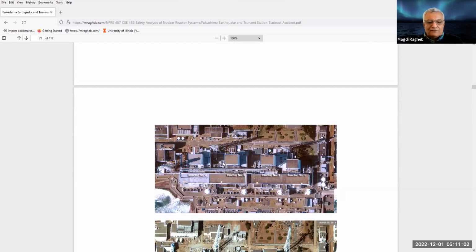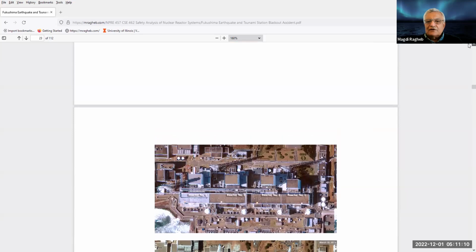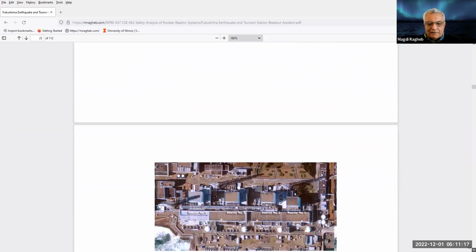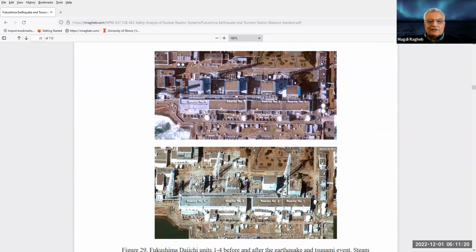This is the plant before the accident. This is unit number 1, unit number 2, 3, and 4. Remember that 5 and 6 were not in operation. Here they are, safe and not affected whatsoever by the accident. This is the way it looks after the accident. Number 1, the roof is totally gone. Number 2, not much affected. The containment structure remained there. But number 3 was damaged beyond any kind of imagination here, as well as number 4.